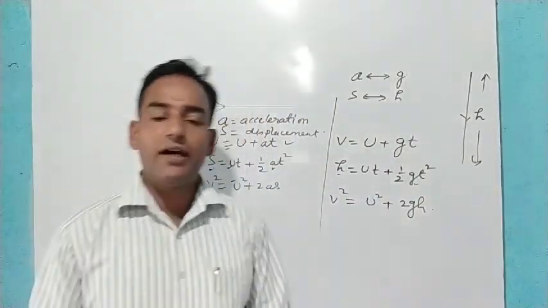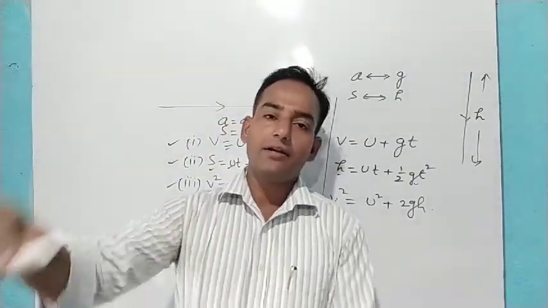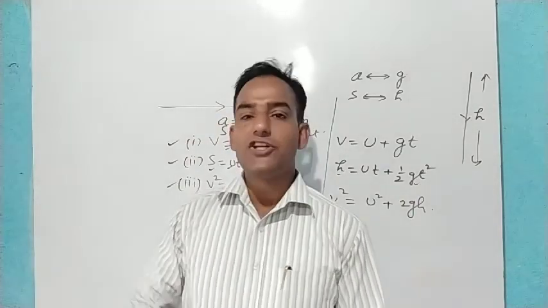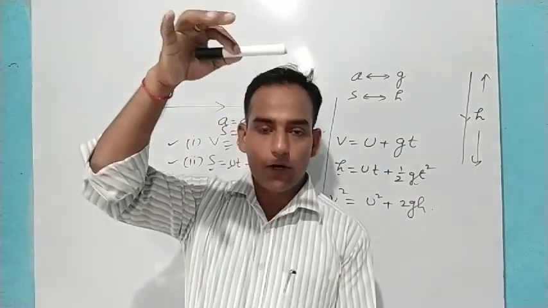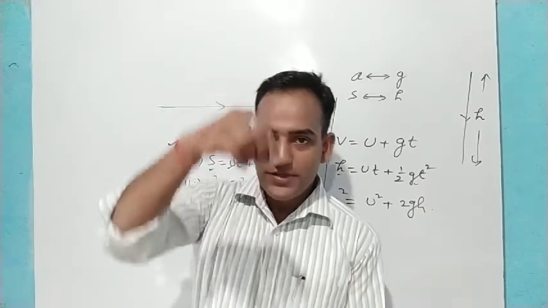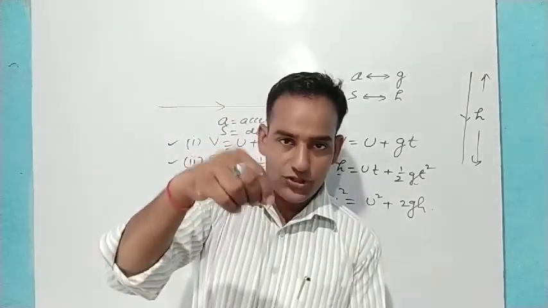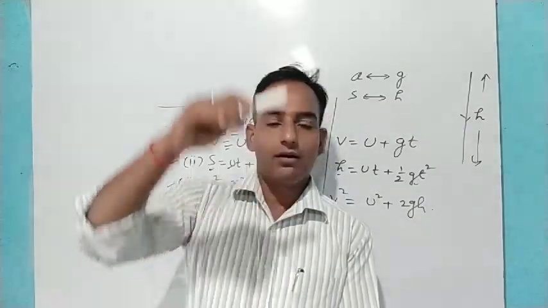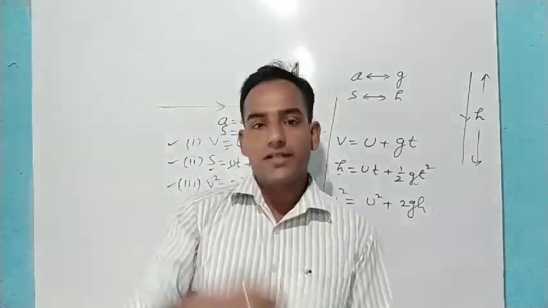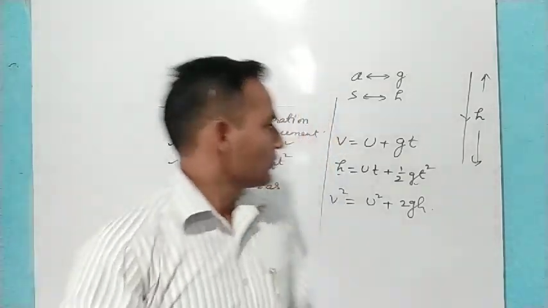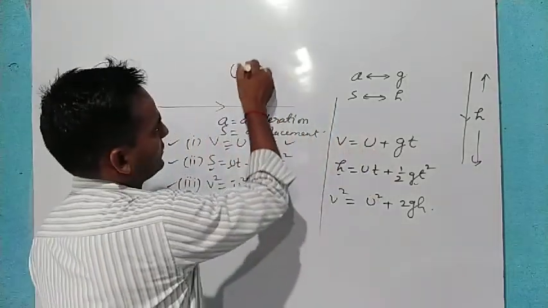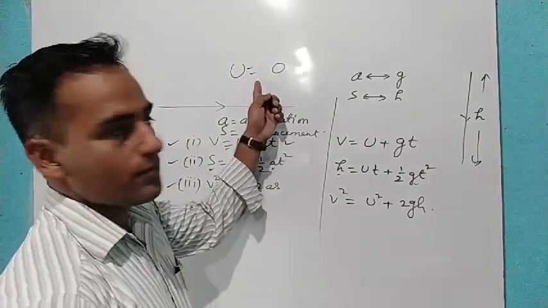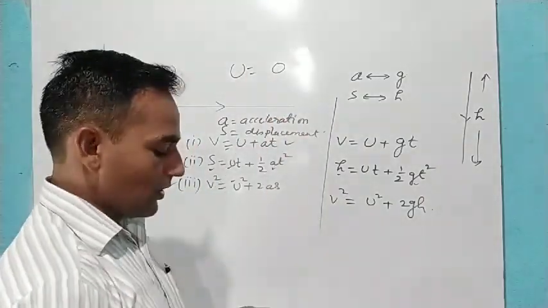Now, if we are leaving any object simply from the height h, what is the initial velocity of this object? Listen carefully. If any object is freely falling from a height h, we are not throwing it. Okay, we are not throwing it, the object is just freely falling. So in this case, the initial velocity will always be 0. For a freely falling object, initial velocity will be 0.